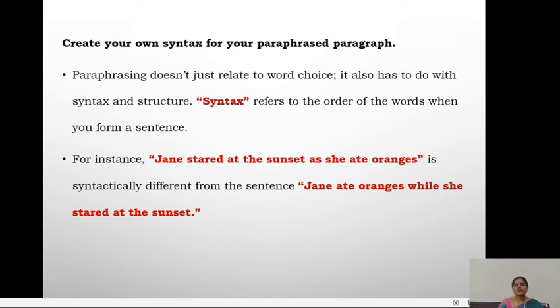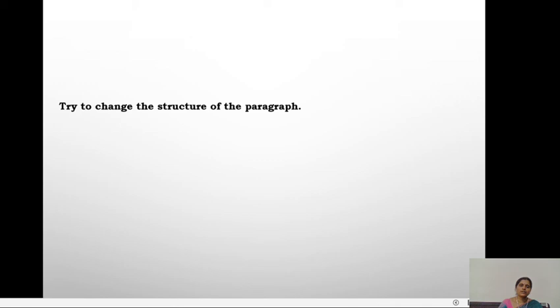For instance, Jane stared at the sunset as she ate oranges. For example, this is the line that you want to paraphrase. Now here we can change the structure of the sentence like: Jane ate oranges while she stared at the sunset. That means we are just trying to change the position of the words and change the structure of the sentence to convey what you understood from the original text, but you are not exactly quoting the same structure, you are trying to bring change in the sentence structure.